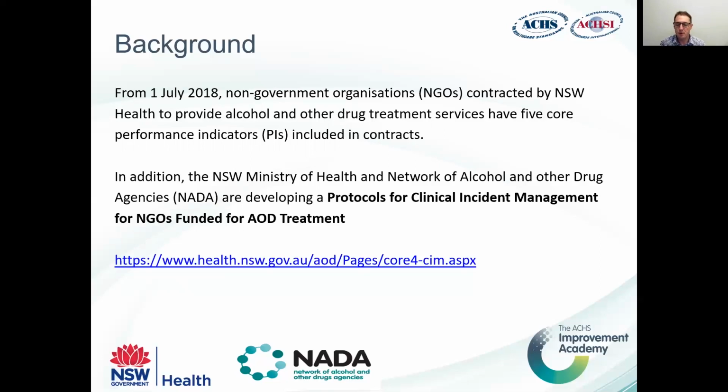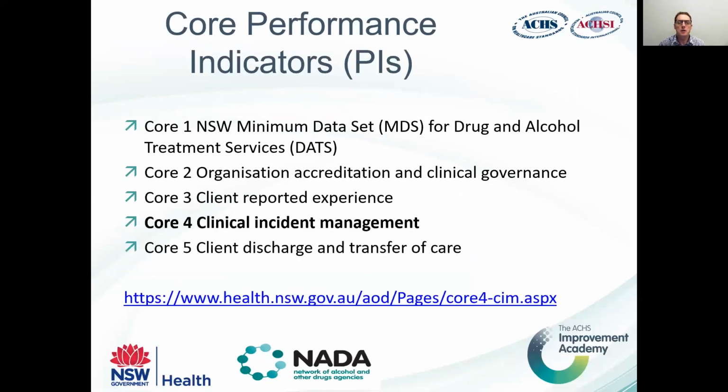2020. Okay, so can you tell us a little bit more about the 5 performance indicators? Yes, so there's 5. The first one is around a New South Wales minimum data set, so collecting data for the sector. The second one is being for the NGOs to be involved in accreditation and clinical governance. The third is around collecting data around client reported experience. The fourth is around clinical incident management. And the fifth is around collecting data around client discharge and transfer of care. And today we're just focusing on the fourth one, so clinical incident management.